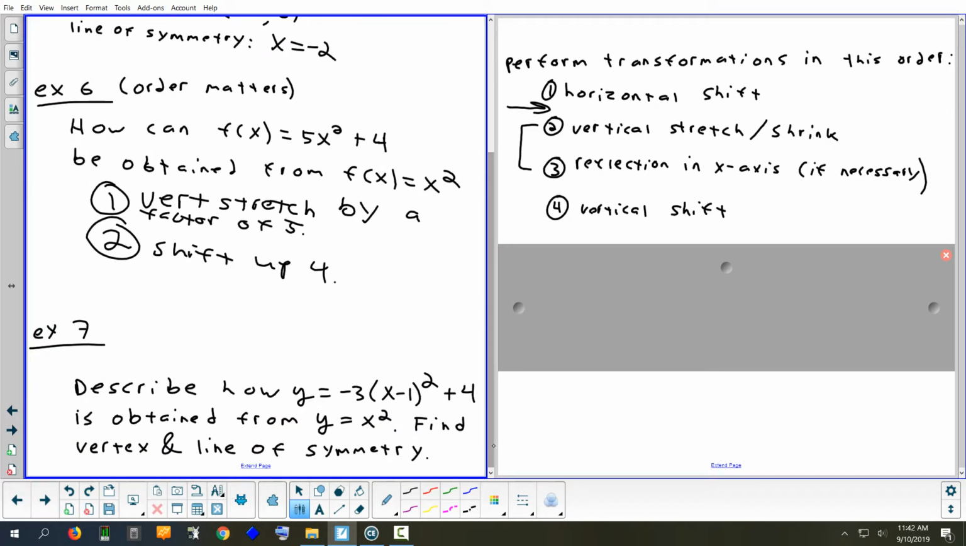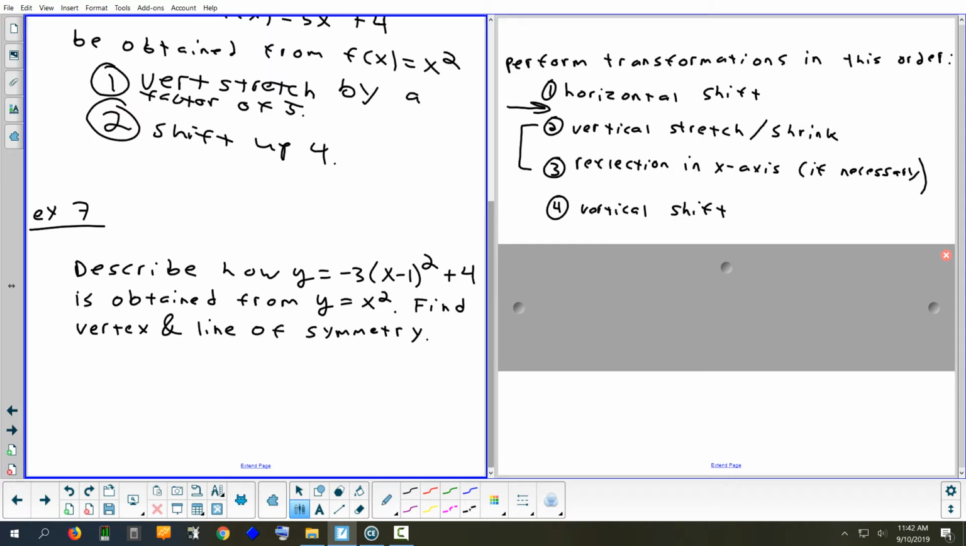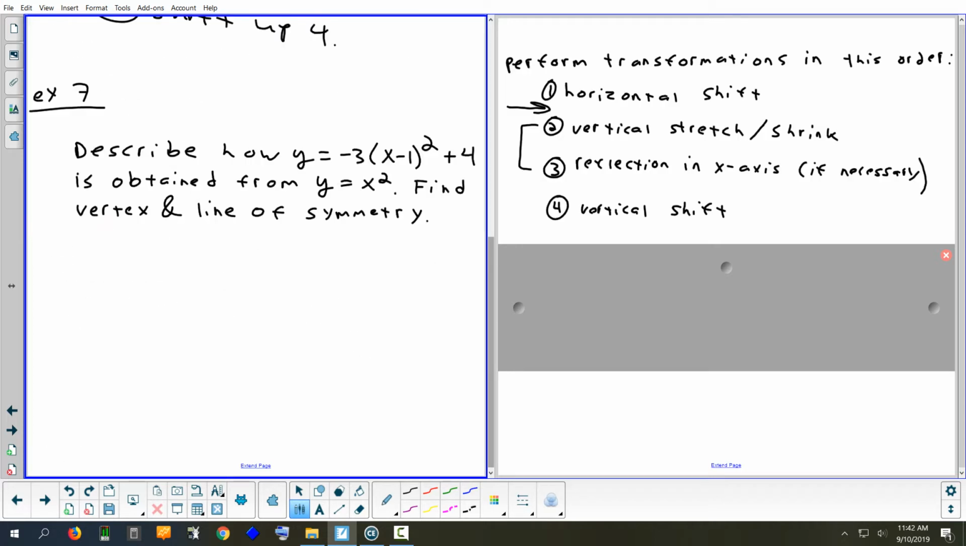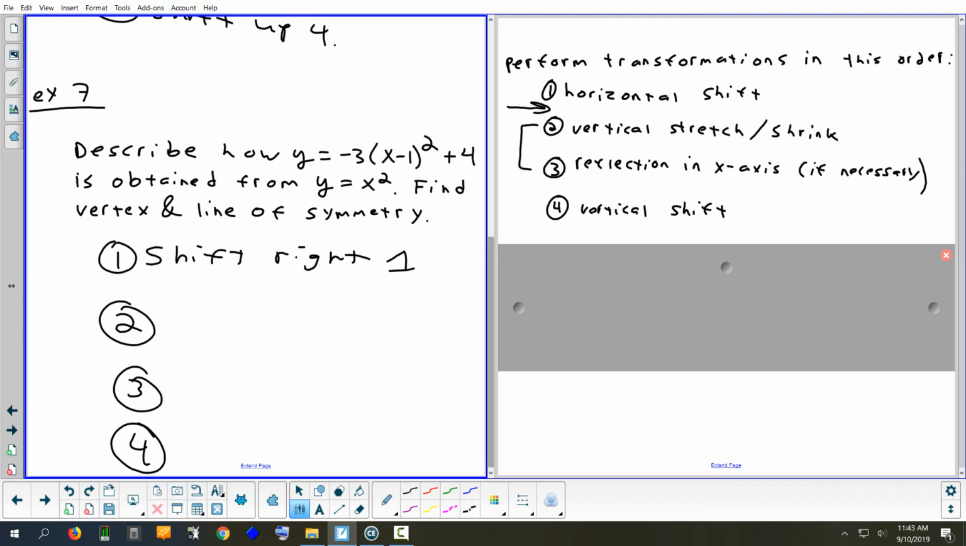Okay, another one of the same kind of thing. Describe how to change x squared into negative 3 times (x minus 1) squared plus 4. First, how many transformations? 4. Yes, there are 4 transformations. What's the first one? Horizontal shift. How much? By 1 unit, right one. So shift right 1.